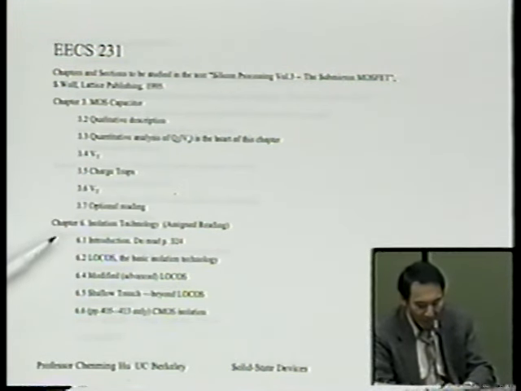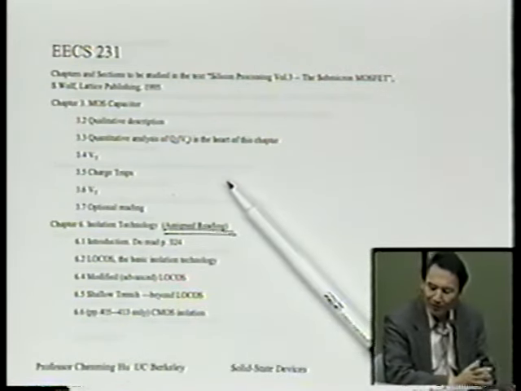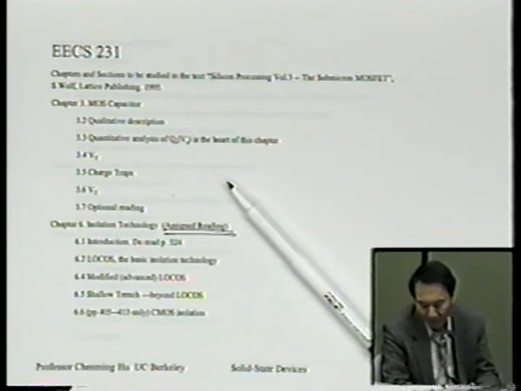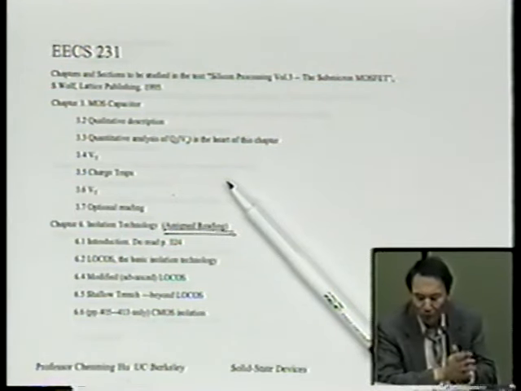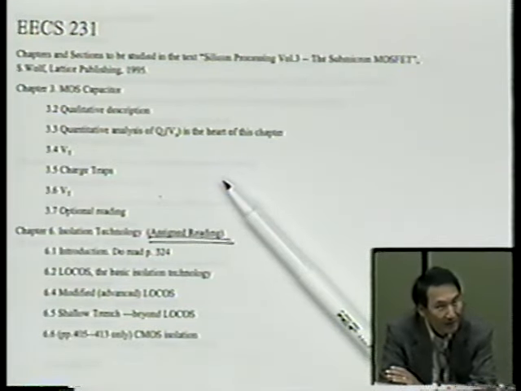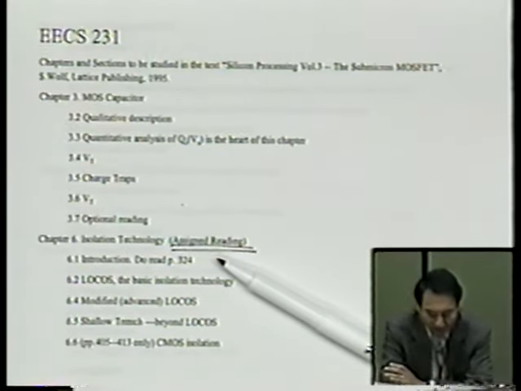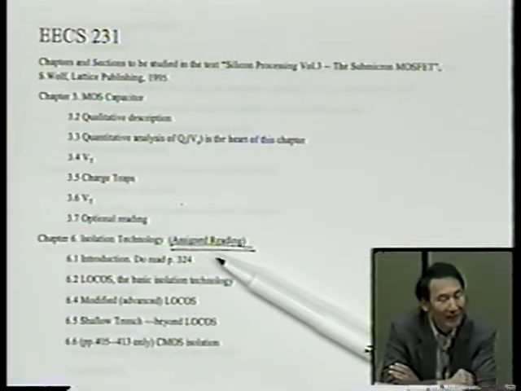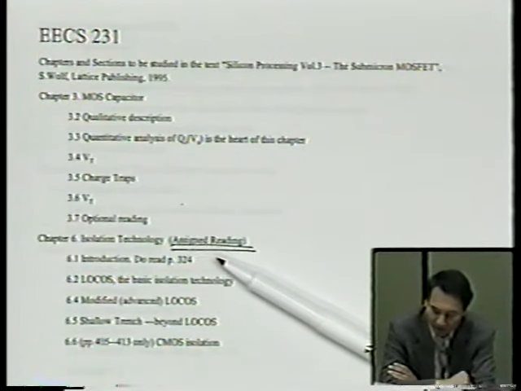We're going to then move on to chapter 6. Well, chapter 6 actually is assigned reading. What this assigned reading means is that I will not lecture on this topic. I will keep this course very much focused on device physics, device modeling, device concepts. When it comes to a technology such as isolation, I think it's good that the textbook has a chapter on that, and it's useful for you to know about it. So I'm assigning this as assigned reading, but I will not cover it in the lecture.